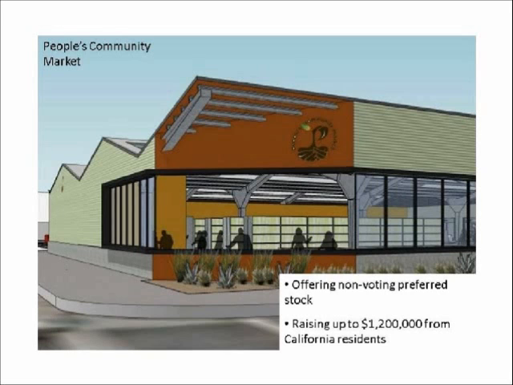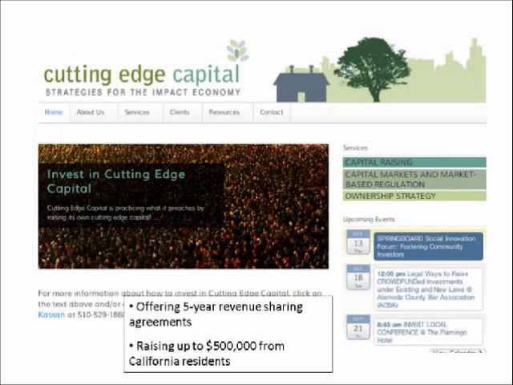We ourselves, Cutting Edge Capital, are doing one. We felt like we had to do one ourselves to put ourselves in the shoes of our clients. So what we're offering is a revenue sharing agreement, which is one of those things that's neither equity nor debt. It's just the right to receive a percentage of our gross revenues every year for 5 years. So that's another creative tool you can offer if you don't want debt, but you also don't want to sell a piece of your company.